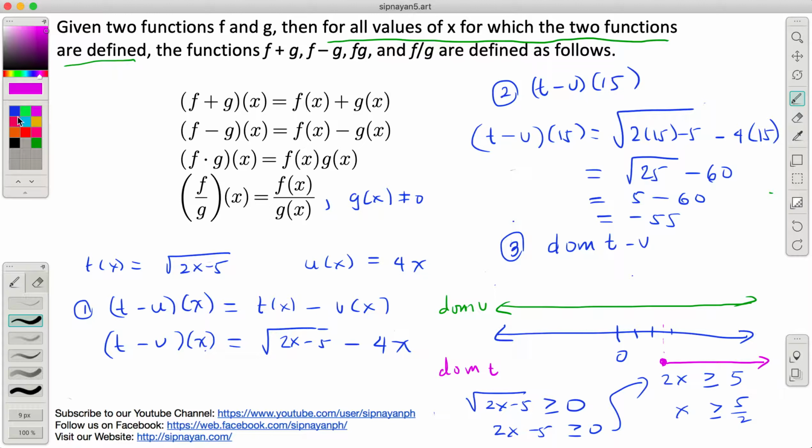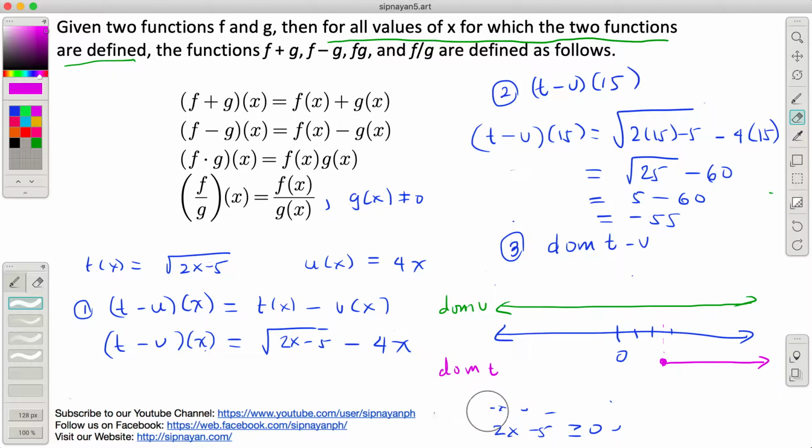And sabi natin sa mga previous videos natin that the domain of the sum or the difference or the product of two functions or more, it's the intersection of their domains. So pag ito ay real numbers, ito naman ay greater than or equal to 5 over 2. Ang intersection niyan, syempre, is yung andito from here, di ba? Yan yung intersection ng domain nila. So, meaning the domain of t minus u is the same as the domain of t, di ba?